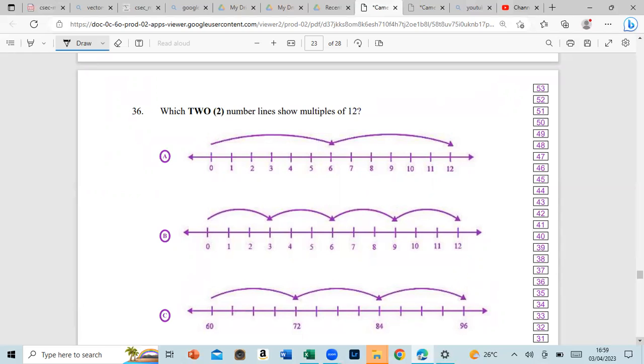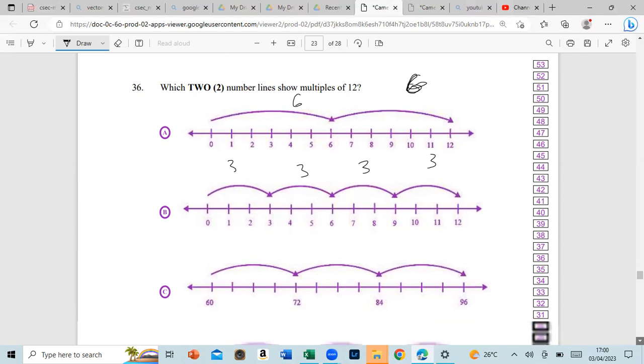All right, so it's not A because they're going up clearly by 6. Multiple means you're adding 6 each time. This is going up by 3, so it's not multiples of 12. Remember, these are all factors, so I don't want students to mix it up. That's the whole idea of them doing that. They put in factors of 12, like 1, 2, 3, 6, 12, right?